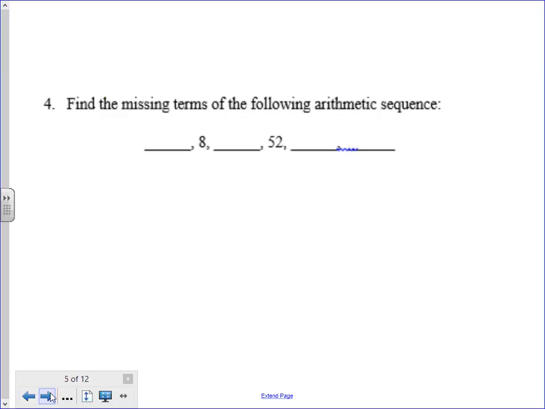Number 4 is similar to the last problem. We need to fill in the blanks. But what I have here is I know I have an arithmetic sequence. I also know that this is the first term, this is the second term, the third, the fourth, the fifth, and the 6th term of my sequence.